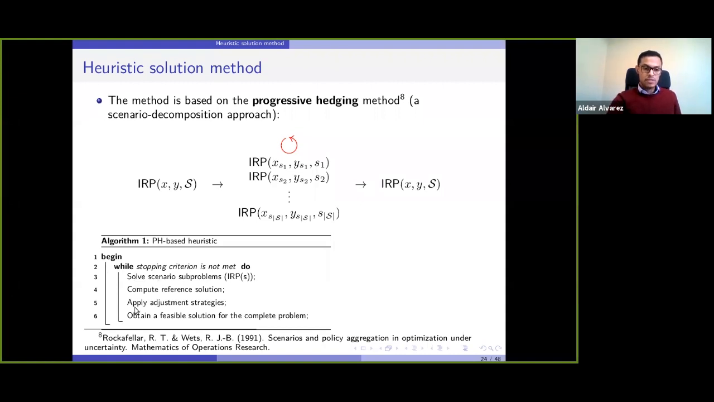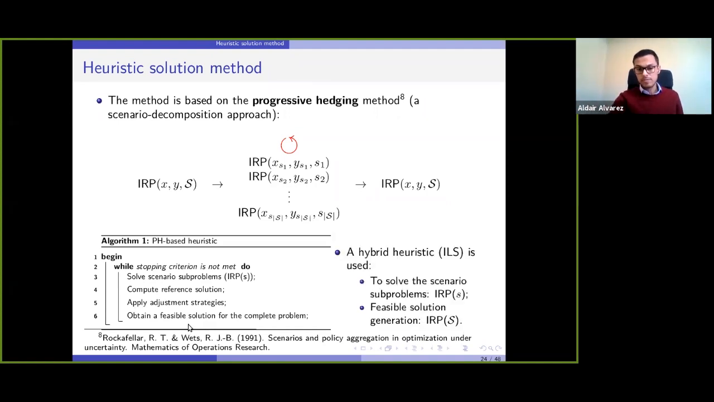So those are the three main steps of the progressive hedging method, but we also apply an additional step at the end of every iteration, in which we use one of these solutions of the scenarios to try to find a feasible solution for the complete problem. So that's the general overview of the method. We use a heuristic method based on ILS to solve both the individual scenario subproblems, but also here in the feasible solution generation procedure, to try to improve the solutions that we find in that step.